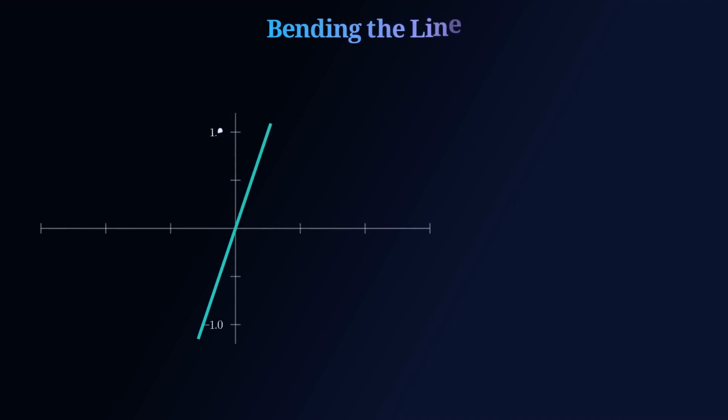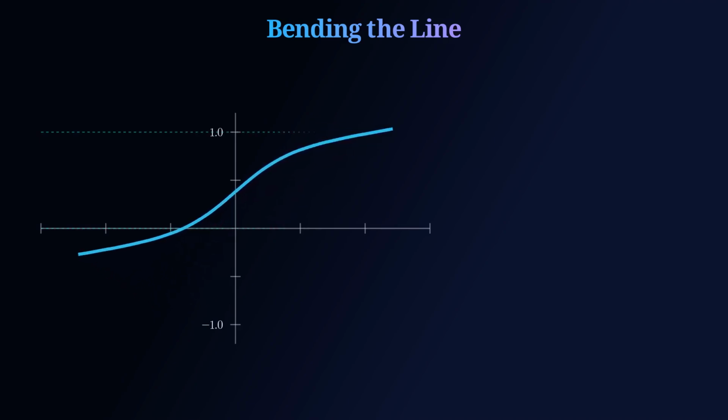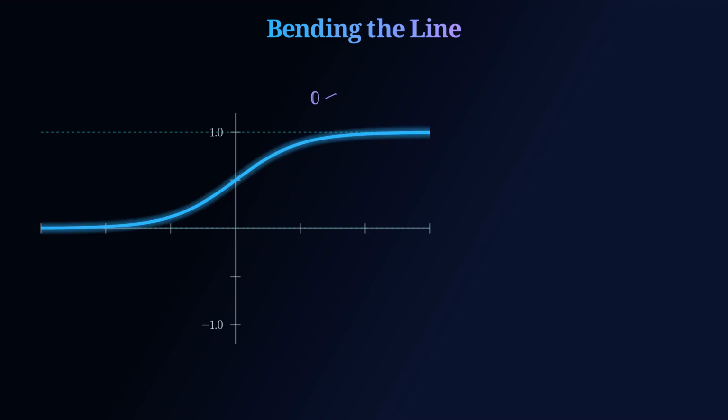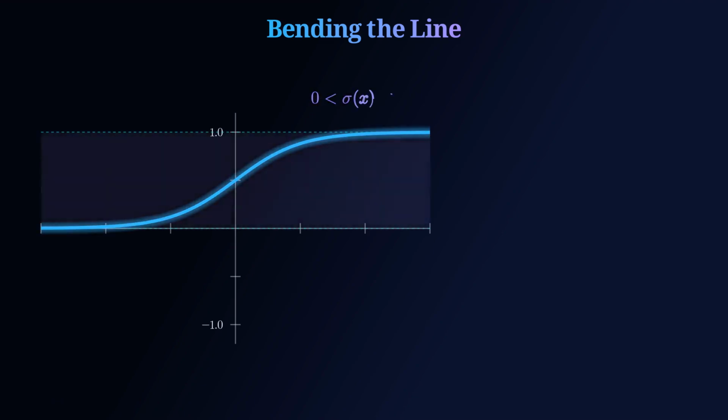Here comes our first real bend, the sigmoid. Picture taking that straight line and gently squashing both ends until they flatten out. Big negative inputs get pressed down toward the floor. Big positive inputs get pressed up toward the ceiling. The sigmoid lives entirely between 0 and 1, which is why people love it for turning a raw score into something that feels like a probability.